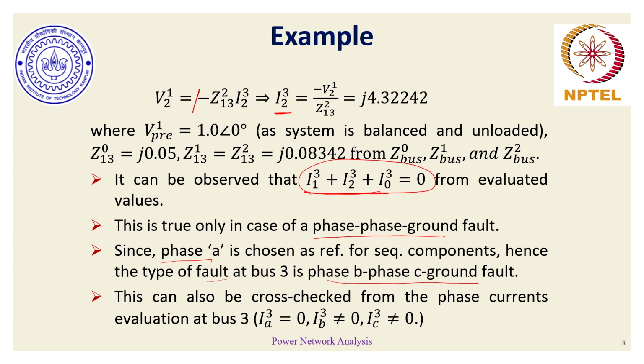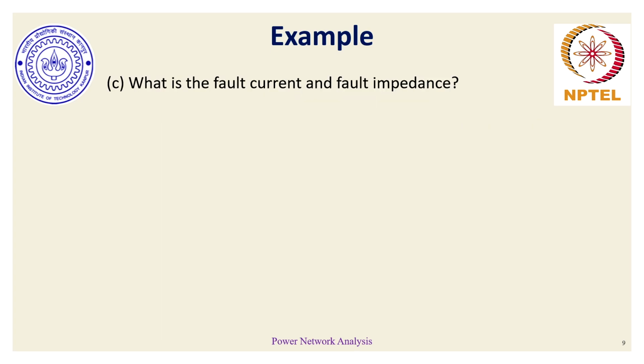That covers the second part of the question. You can again cross verify the statement that by adding the sum of phase currents, the numbers do satisfy. The next part is: what is the fault current and impedance at bus 3? The fault is definitely a B to C to G fault at bus 3. Now we have to find the current and impedance.